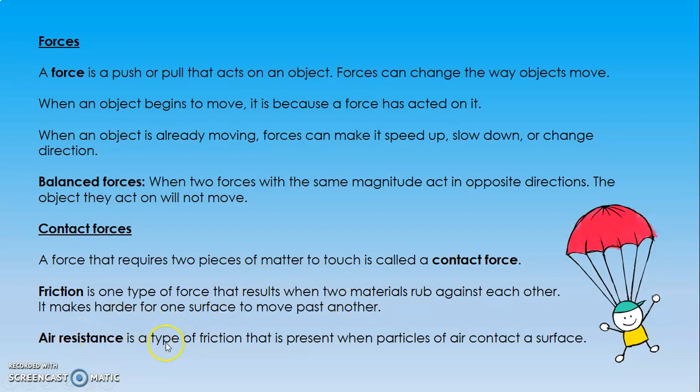Air resistance is a type of friction that is present when particles of air contact a surface. Okay? So, do you understand that air resistance is a type of friction? I hope you do.